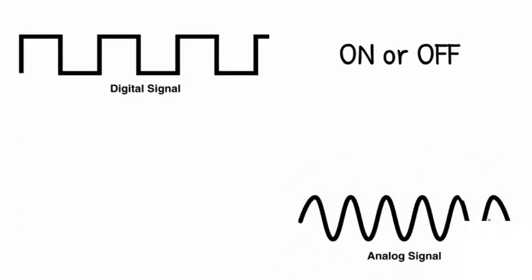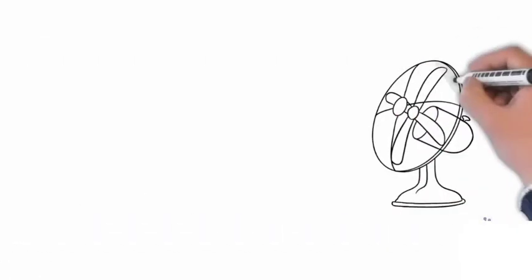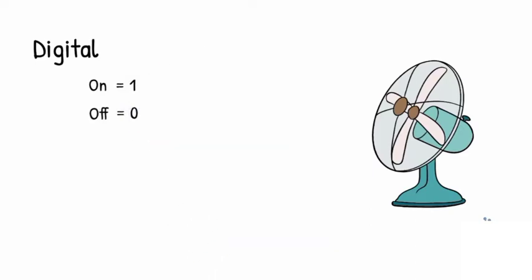So what do these digital and analog pins mean? Digital signal has only 2 states, which means it can be on or off, whereas analog signal has a range of states. Let's look at an example of a fan. If we control the fan digitally, we have the option of turning it on and turning it off, where on would mean 1 and off would mean 0.